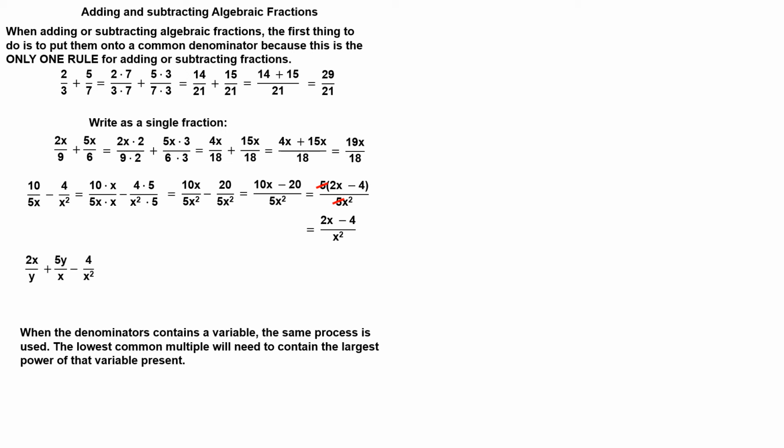The largest power of y is 1. The largest power of x is 2, so the lowest common multiple contains y to the first power multiplied by x to the second power. The first term gets multiplied top and bottom by x squared. The second term gets multiplied top and bottom by xy. And the third term gets multiplied top and bottom by y. Now we add and subtract only the numerators.